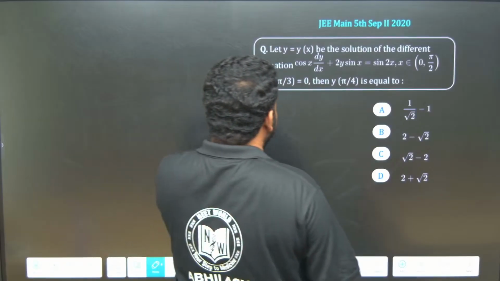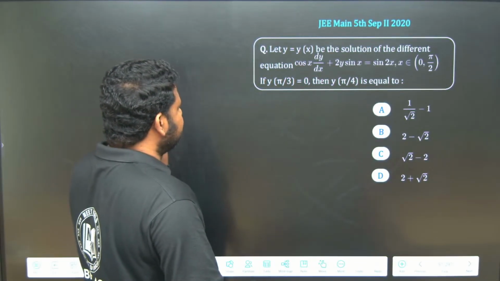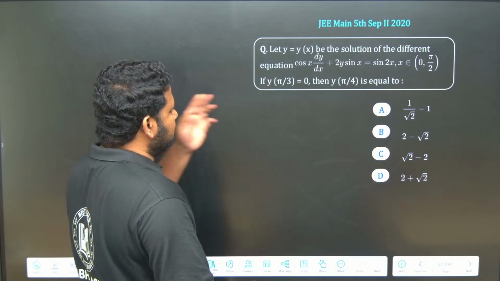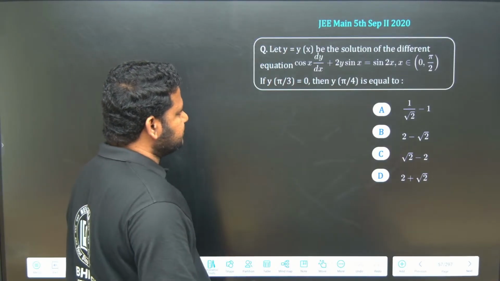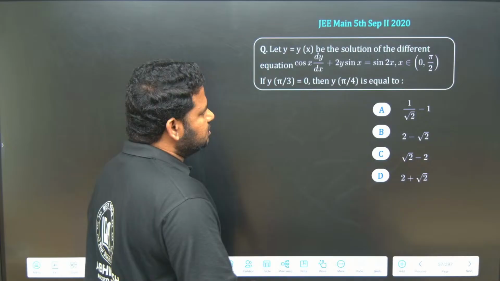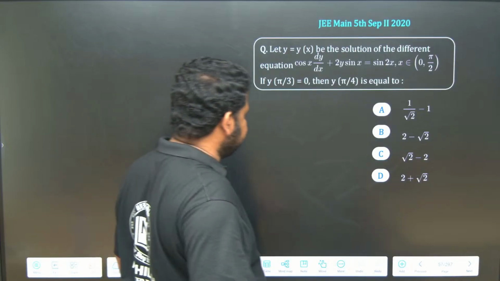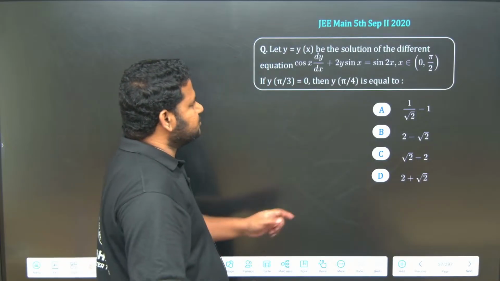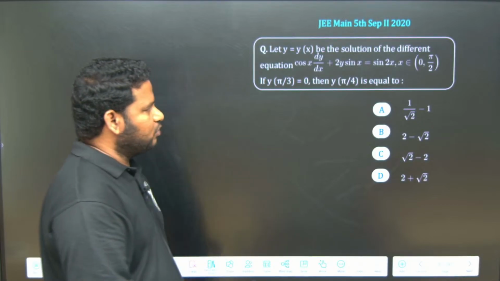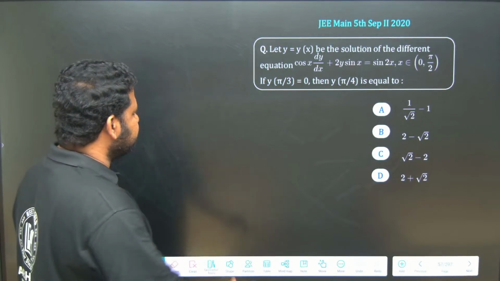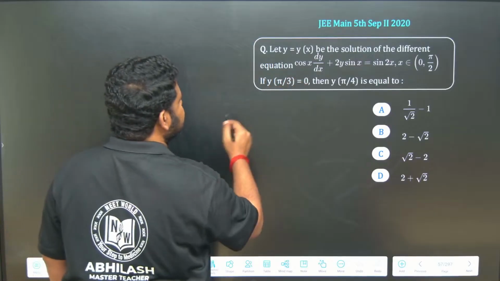So see here, they have given: let y is equal to y of x be the solution of the differential equation cos x dy by dx plus 2y sin x is equal to sin 2x, where x belongs to the open interval 0 comma pi by 2. Be careful. If y of pi by 3 is equal to 0, then y of pi by 4 is equal to what? This is what they have given.